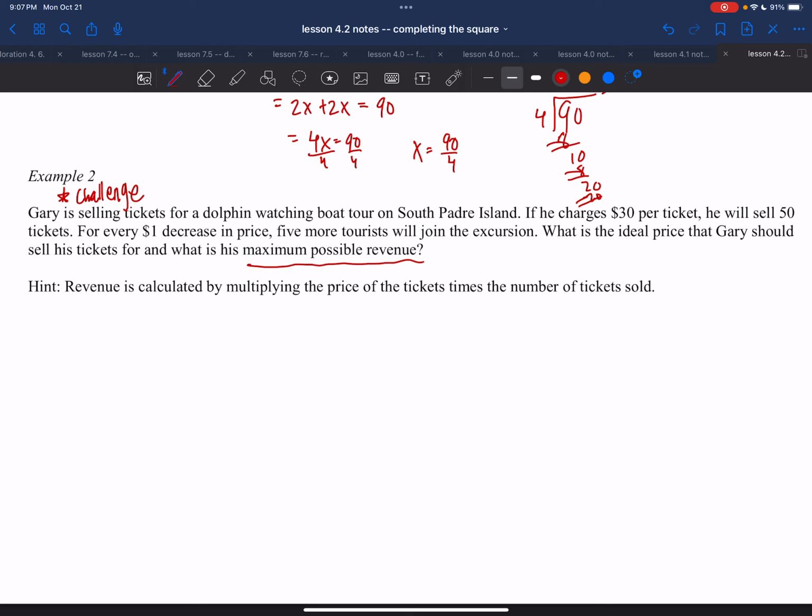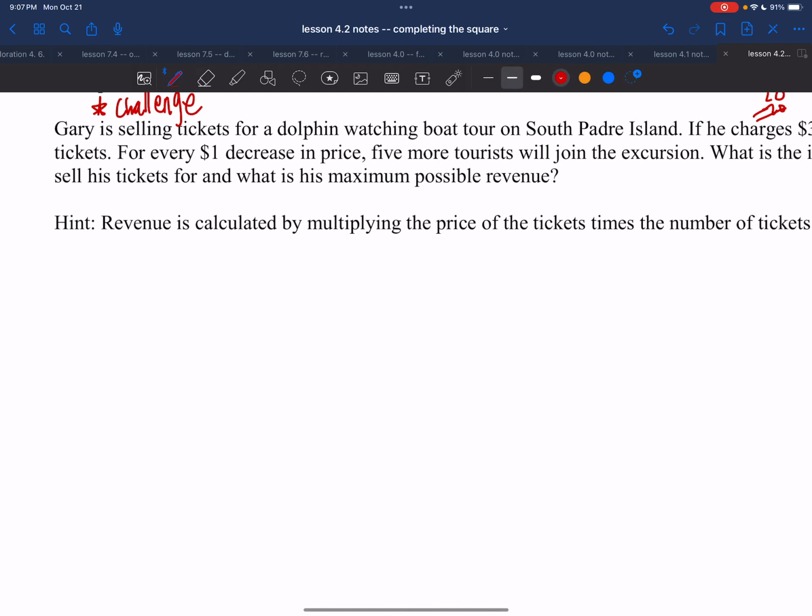And since we're talking about quadratics, essentially what I want here is a revenue function that's a quadratic that looks like this so I can maximize it. Now, the hint given says that revenue is calculated by multiplying the price of the tickets times the number of tickets sold. So let's write this down. Revenue is equal to the price of the ticket, how much it costs, times the number of tickets sold.